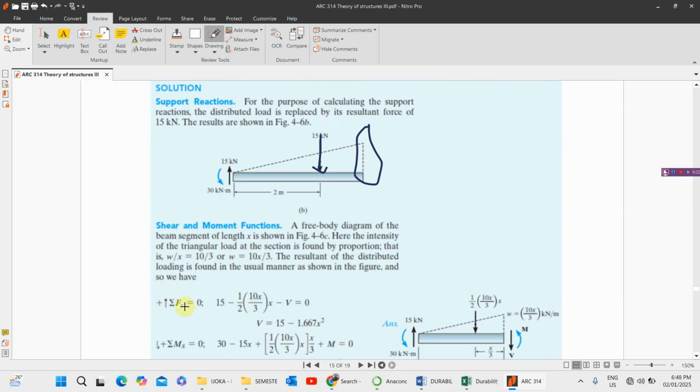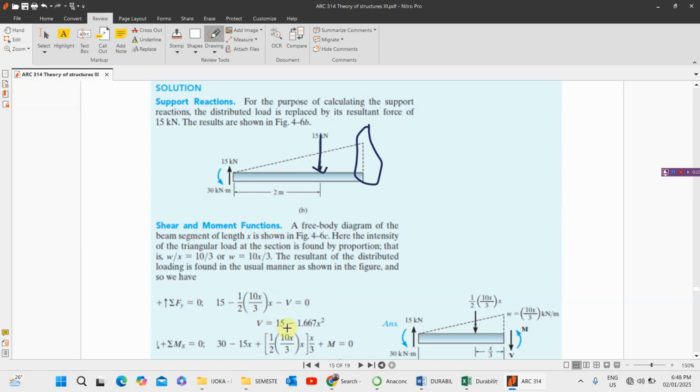So we can now say the summation of forces along the y-axis equals 0. Now, if we want to look at this, we can say 15 minus half times whatever distance we are considering, distance of x. You know, we say our w is 10x over 3. So 15 minus half times the distance x we are considering, minus V equals 0.